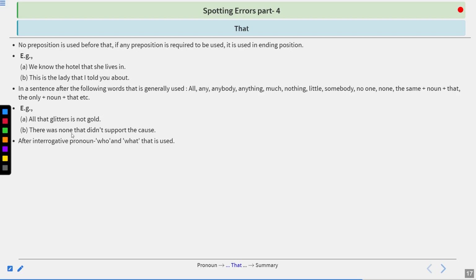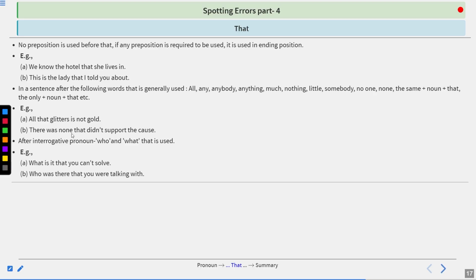After the interrogative pronouns who and what, that is used. If you find the interrogative pronoun who and what, use that. What is it that you can't solve? So again, here is the interrogative pronoun what. That's why we have used that. Who was there that you were talking with? Again, who is there, that's why we have used that.